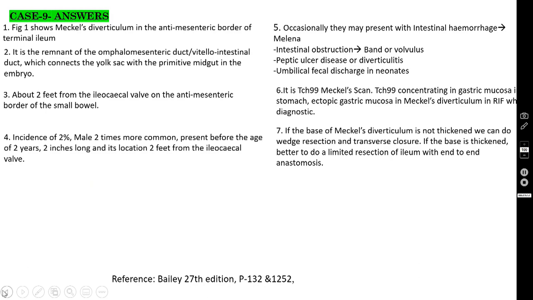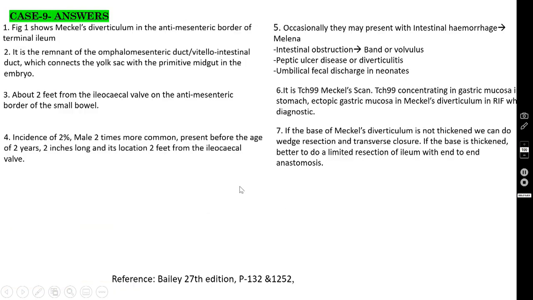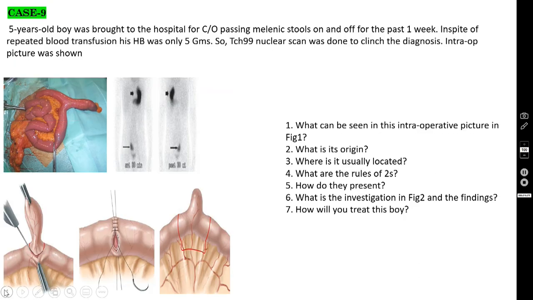What is this investigation you are seeing here in picture 2? This is what is called a technetium 99 pertechnetate scan. The technetium 99 is concentrating in the gastric mucosa in the stomach and in the ectopic gastric mucosa in the Meckel's diverticulum in the right iliac fossa. That is diagnostic. You are seeing this is the stomach, because of gastric mucosa the technetium uptake is there. And you are seeing it here also in the right iliac fossa, and this is the bladder, where it is excreted.